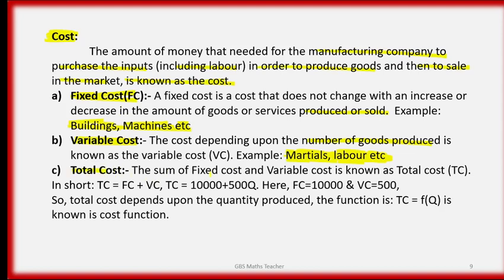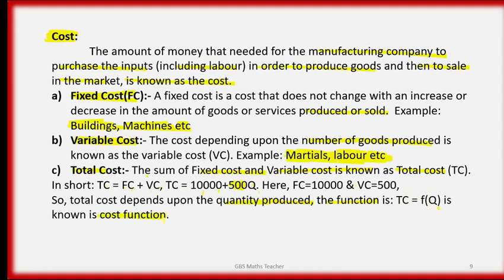And the total cost is the sum of fixed cost and variable cost, known as total cost. तपाईं बुझ्नुहुन्छ, total cost is fixed cost plus variable cost. Suppose 10,000 is fixed cost and 500 times quantity is the variable cost. एउटा क्वान्टिटी तयार गर्न 500 रुपैयाँ लाग्छ. So the total cost depends upon the quantity produced. The function TC equals f of q is known as the cost function, dear students.